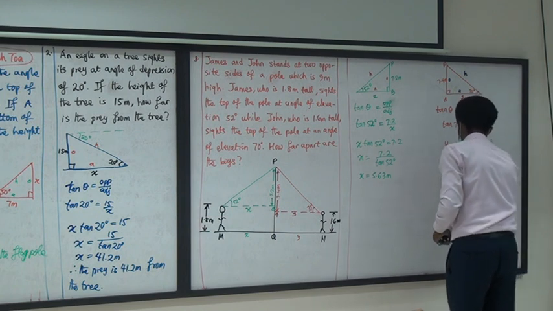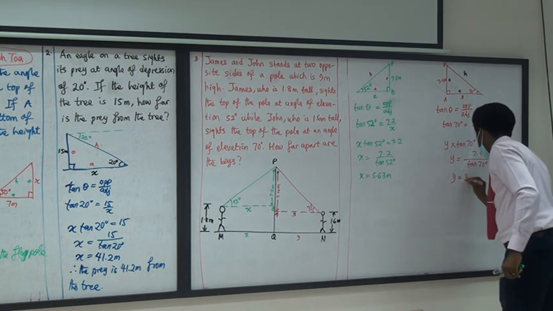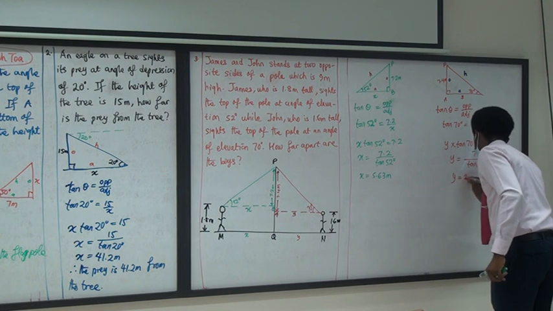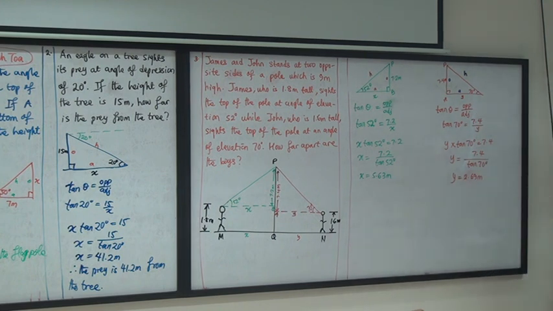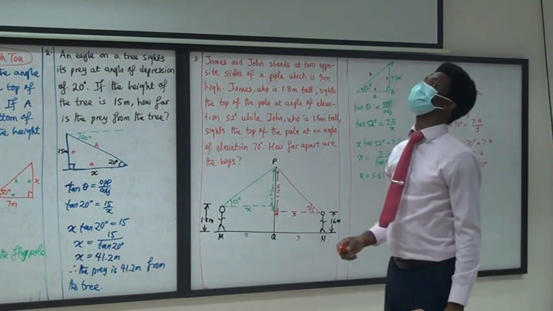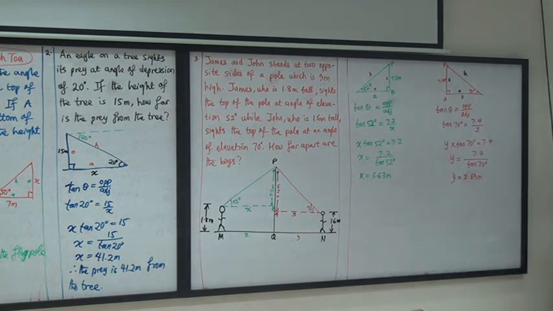So what is that? 2.69. So you see, John is actually closer to the pole. And that makes sense. Why? Because the angle of elevation is higher. When you move closer, you have to stretch your neck so wide, right? Compared to someone that is far away, you don't have to stretch too much. That's the implication here. Okay?